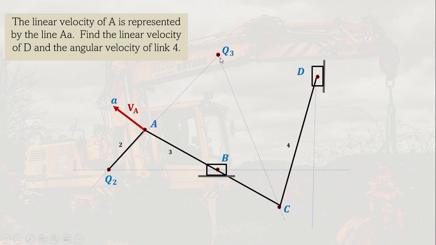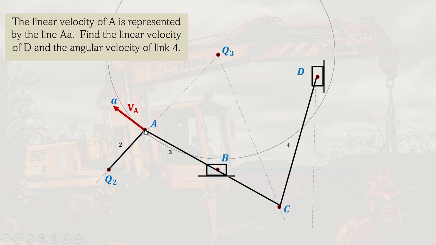So using this instantaneous center, we are going to draw a circle that will end at the velocity of point A. So this is the circle. As you can see, the radius of this circle is AQ3. So you're going to draw using a compass Q3A, and then you get that radius, and then you're going to create a circle. So with the center now is Q3, the radius is Q3A.